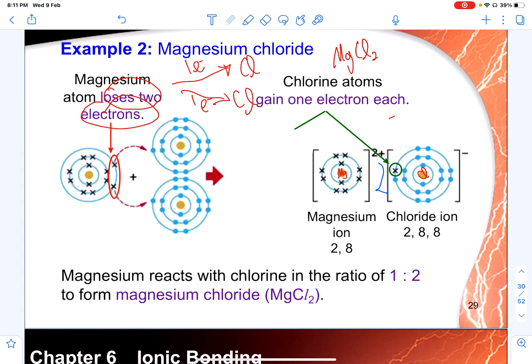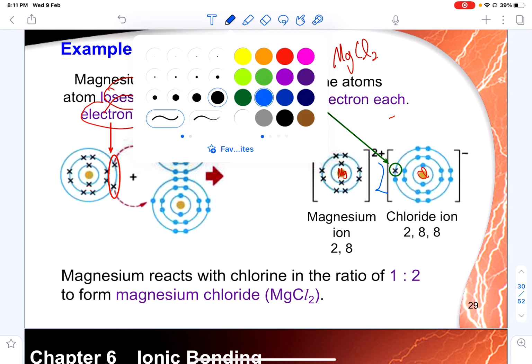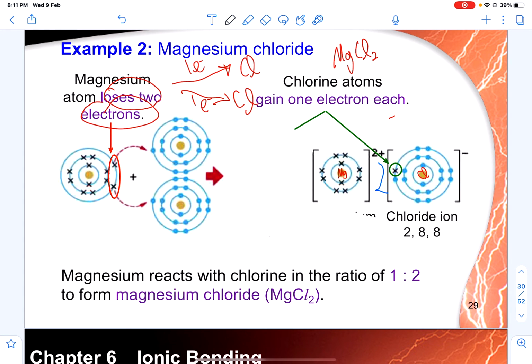Are you required to draw the things below, the information below? Answer is no. This is sufficient. This is sufficient. Okay.